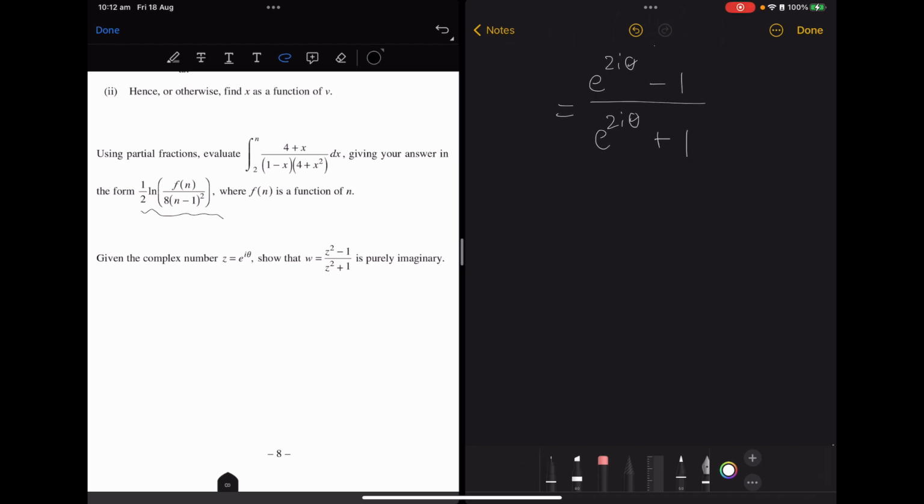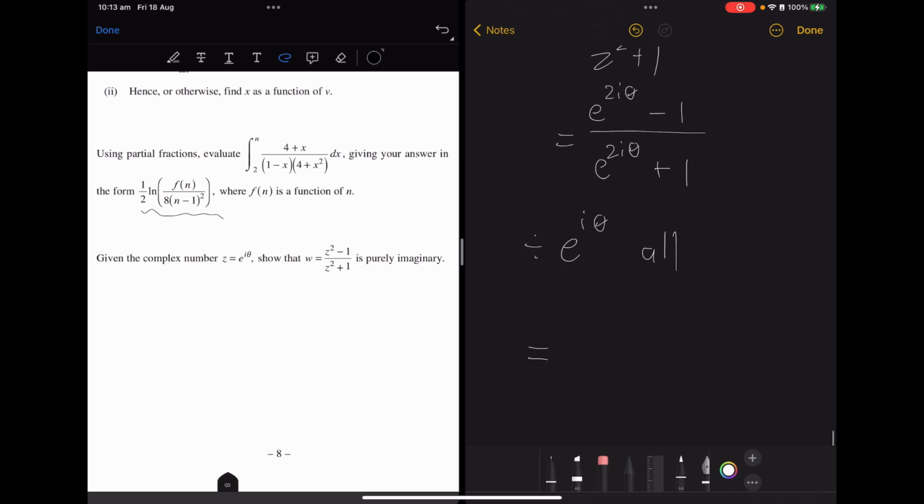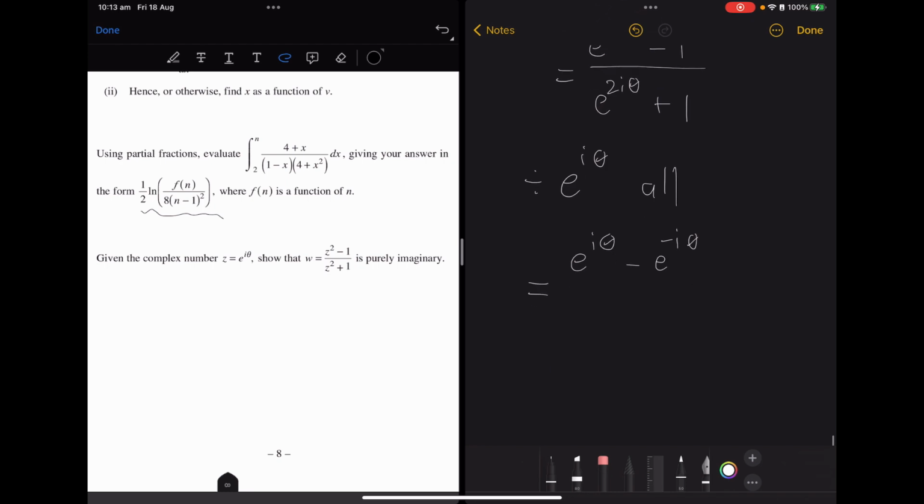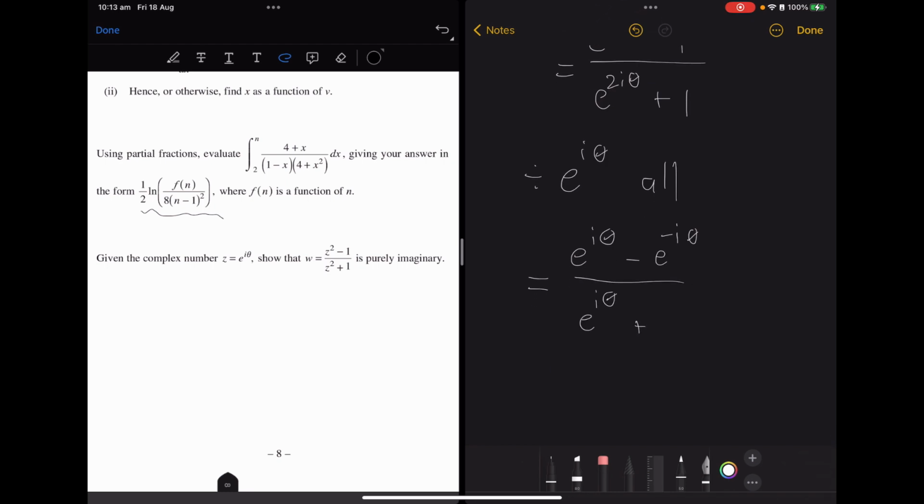Now we're at a bit of an impasse here, but what we can do is divide e to the i theta from everything, so all of it. So e to the 2i theta divided, it's just e to the i theta minus e to the negative i theta over e to the i theta plus e to the negative i theta.